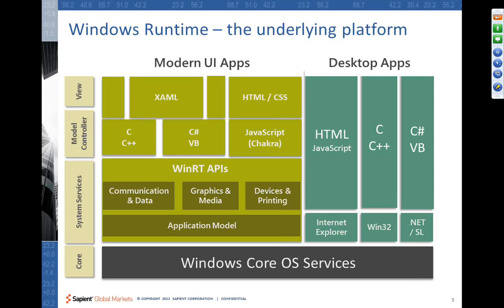Besides this, the traditional desktop-based applications are anyways supported on Windows 8. So whatever runs on Windows 7 would continue to run on Windows 8 as well. So for example, you could still have your HTML5 and JavaScript applications working in your browsers, your C++, Visual C++ based applications working in native Win32 using the native Win32 APIs, and your traditional C# and VB based .NET applications still working.